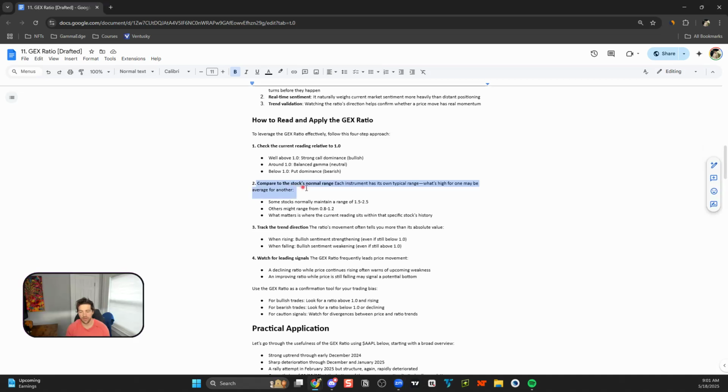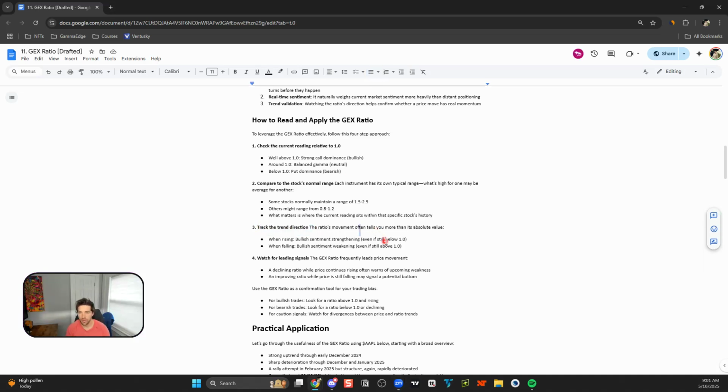Next, compare to the stock's normal range. Each instrument has its own typical range. SPX, Apple, Nvidia, Tesla, they're all going to have different highs and lows of what's normal within their GEX ratio. Some stocks may typically range between 1.5 and 2.5, others between 0.8 and 1.2. What's most important is understanding where the current reading sits in the context of the specific time series that you're looking at.